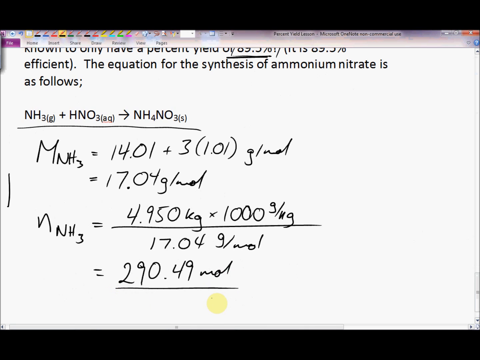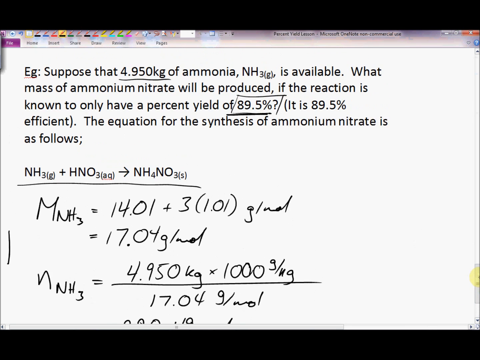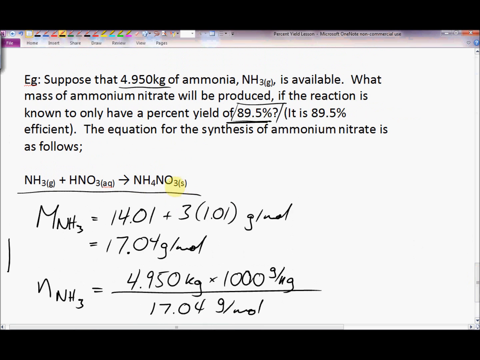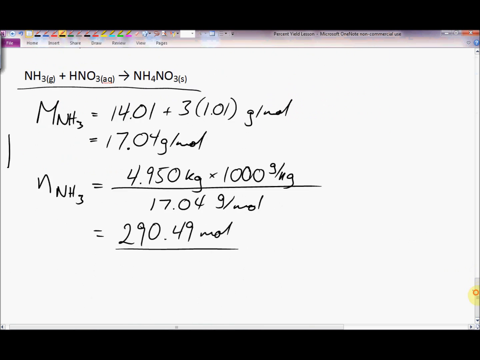So we have 290.49 moles of ammonia, and the question is talking about the amount of ammonium nitrate that is produced. So let's do a stoichiometric ratio calculation to find out how many moles of ammonium nitrate should be created theoretically using this 290.49 moles. So the number of moles of NH4NO3, ammonium nitrate, that should be produced will be 290.49 moles times, and the ratio is 1/1.